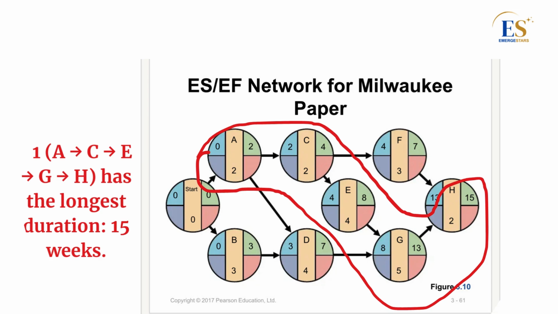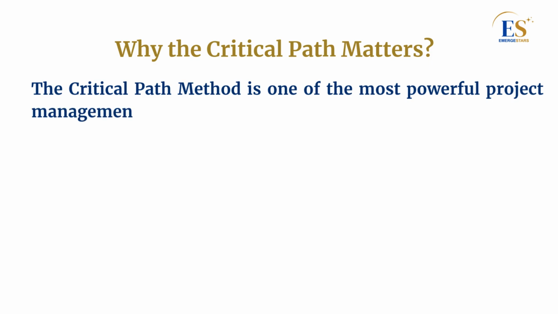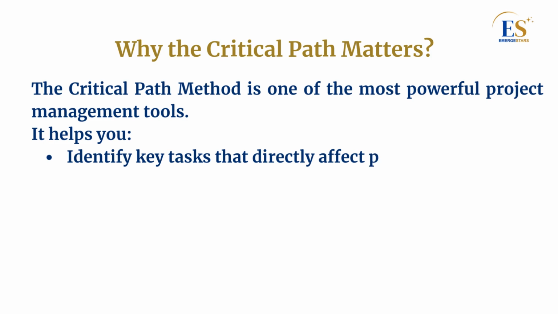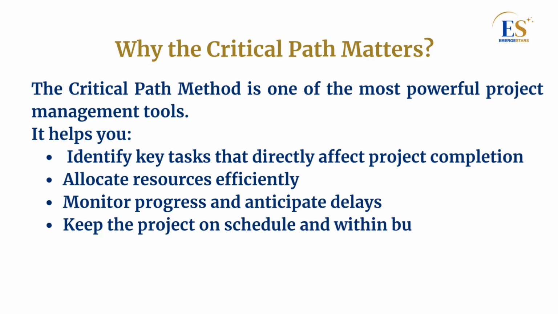The critical path method is one of the most powerful project management tools. It helps you identify key tasks that directly affect project completion, allocate resources efficiently, monitor progress and anticipate delays, and keep the project on schedule and within budget.